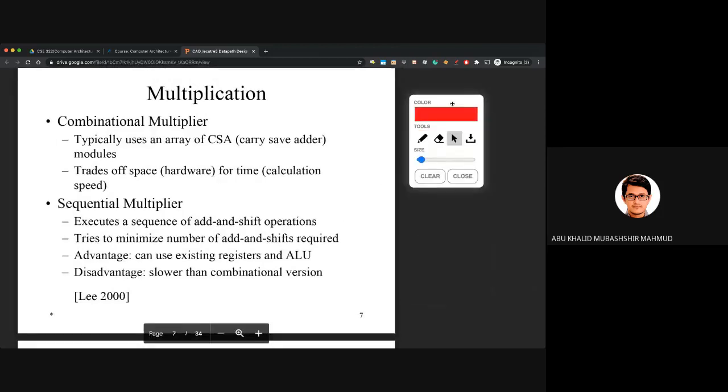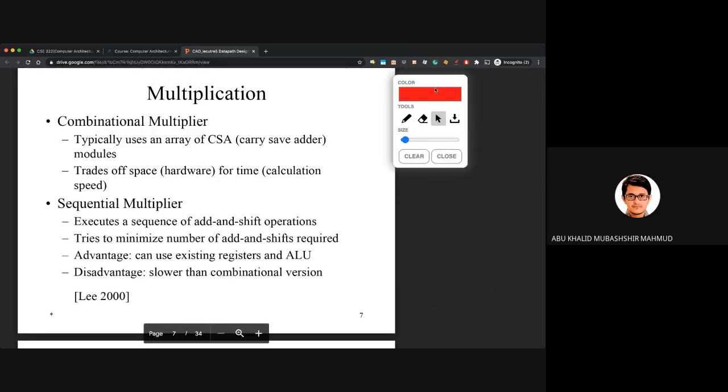Now what do we have here? What we have here is how we can perform the multiplication operation using the hardware. We are getting to know the process very soon. So there are two types of multiplier available. One is combinational multiplier and another is sequential multiplier.